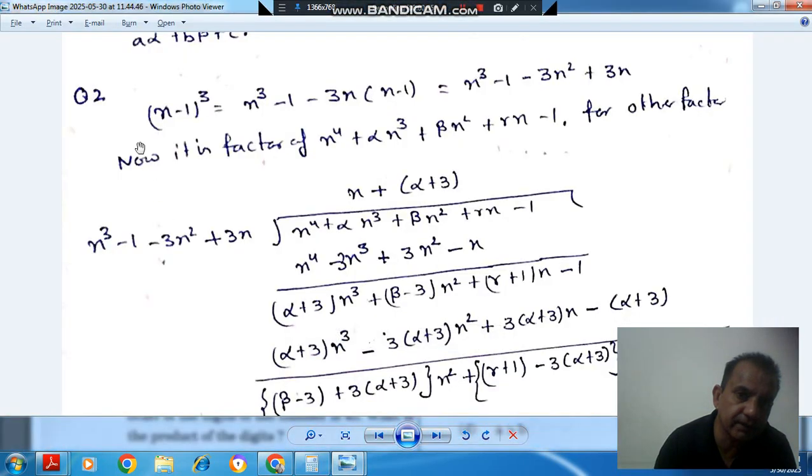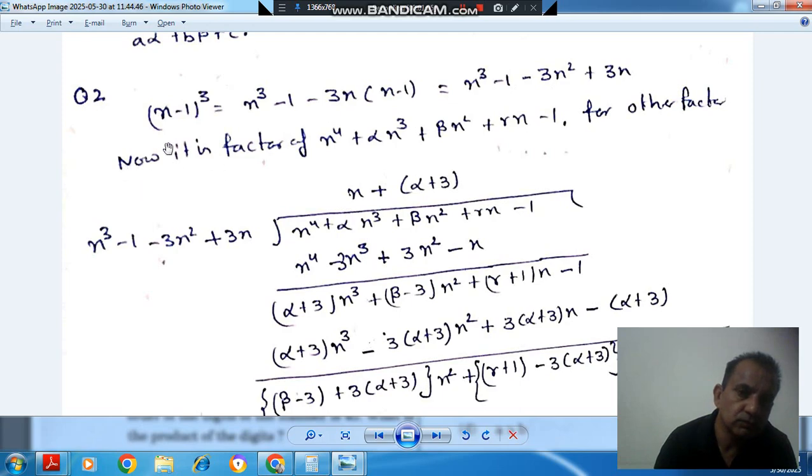So first of all, taking this (x minus 1) raised to the power 3, it can be written as x cube minus 1 minus 3x (x minus 1). That is the formula for (a minus b) whole cube, which is a cube minus b cube minus 3ab (a minus b). So further it can be written as x cube minus 1 minus 3x square plus 3x.